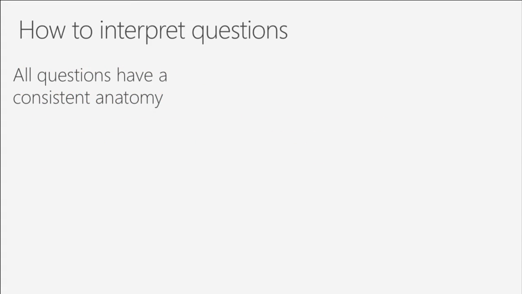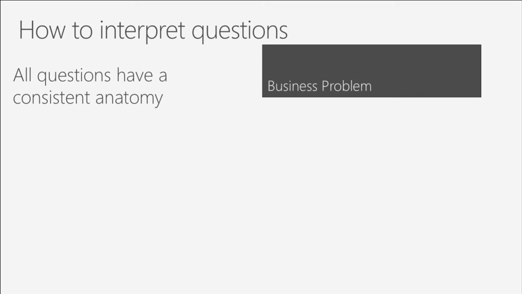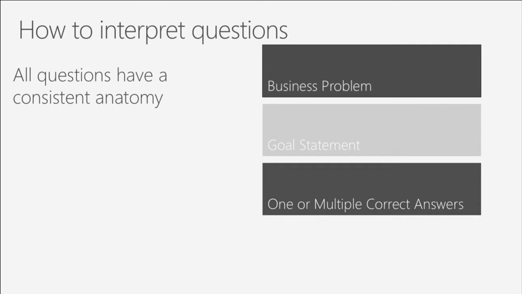Okay, so all questions have a consistency. Again, there's a problem. So Bob is the administrator of XYZ Corporation, blah, blah, blah. The goal statement, they're trying to achieve this, with one or multiple correct answers. So you might find select the best 2 answers. Select the best answers. That's the worst one, because you're not sure, is it 2, is it 3? And sometimes you'll get drag and drop answers.